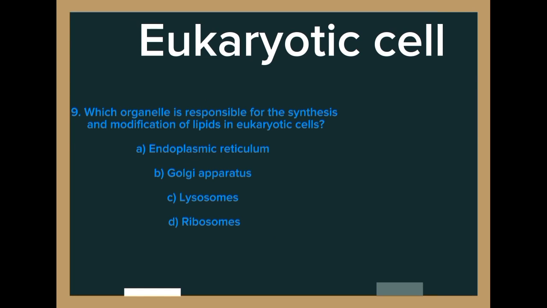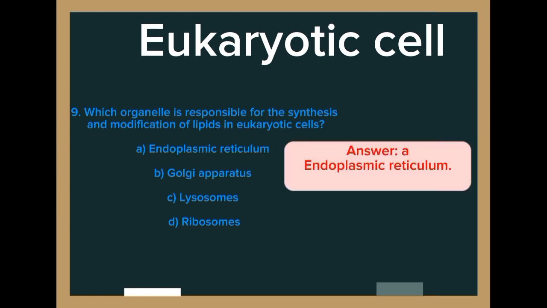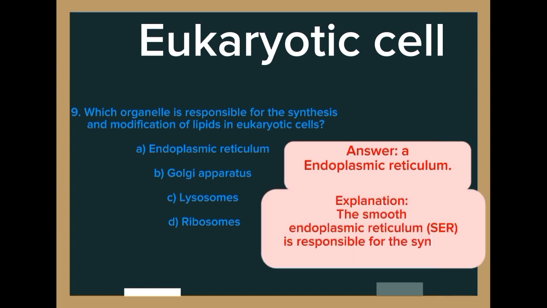9. Which organelle is responsible for the synthesis and modification of lipids in eukaryotic cells? A. Endoplasmic reticulum. B. Golgi apparatus. C. Lysosomes. D. Ribosomes. Answer A. Endoplasmic reticulum. Explanation. The smooth endoplasmic reticulum is responsible for the synthesis and modification of lipids.